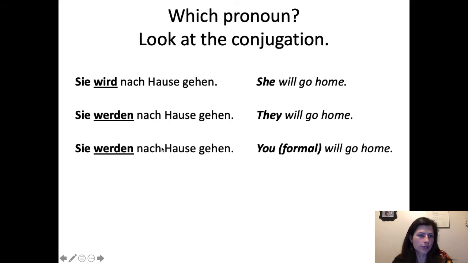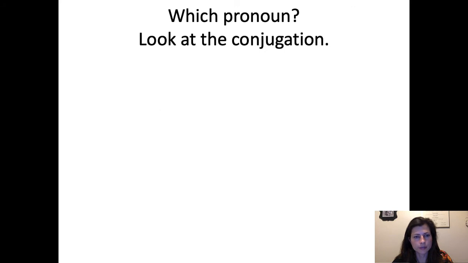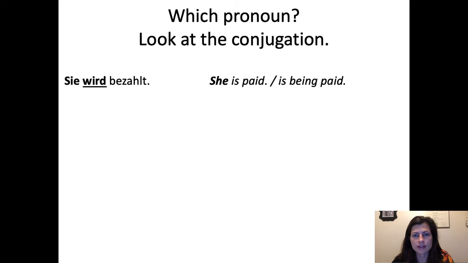If the word order were different, then you would be able to see the capitalization better. So the difference between sie wird and sie werden will then tell you what the pronoun is. We can try a passive. Sie wird bezahlt. So you see now we have the conjugated werden plus the past participle, and that's how you make the passive. She is paid or she is being paid.